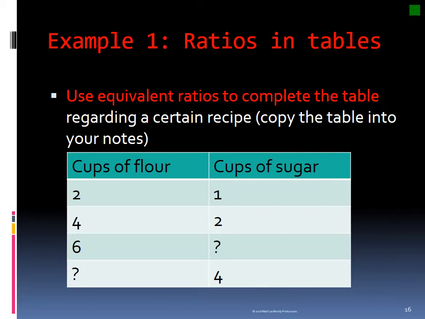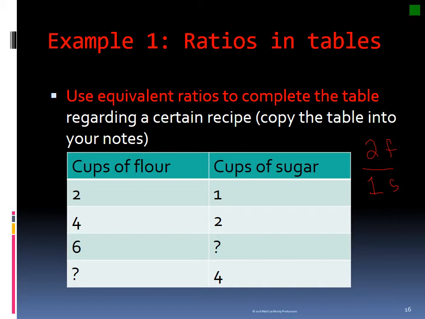So the quantities here are cups of flour and cups of sugar. And our unit rate is 2 cups of flour for every 1 cup of sugar. So you have 2 cups of flour for 1 cup of sugar. That means all of the other ratios have to simplify to 2 cups of flour for 1 cup of sugar.